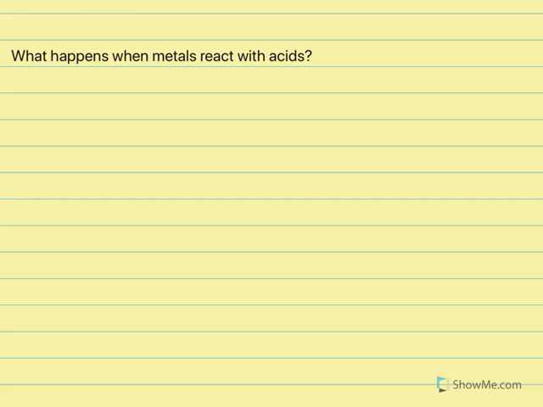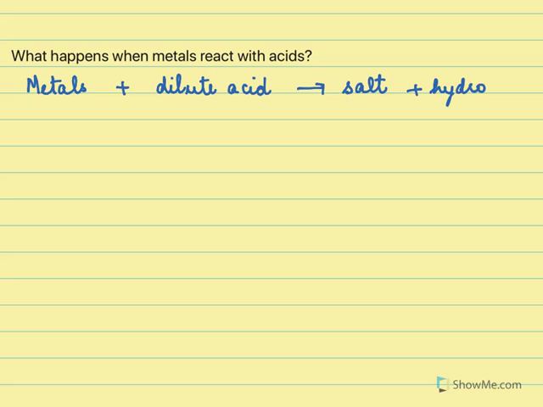What happens when metals react with acids? So metals plus a dilute acid will give you a salt plus hydrogen gas. Let us take the example of sodium.